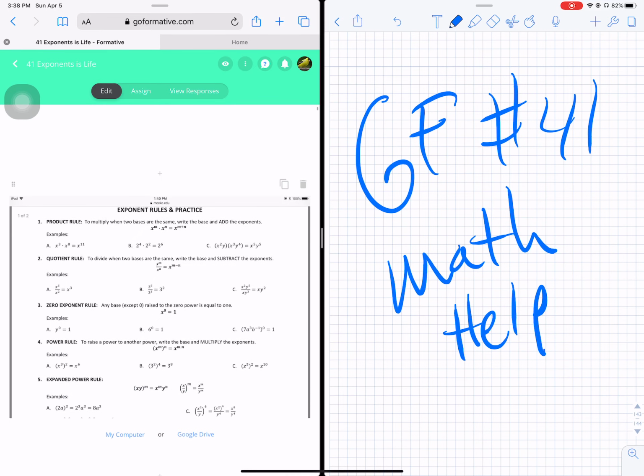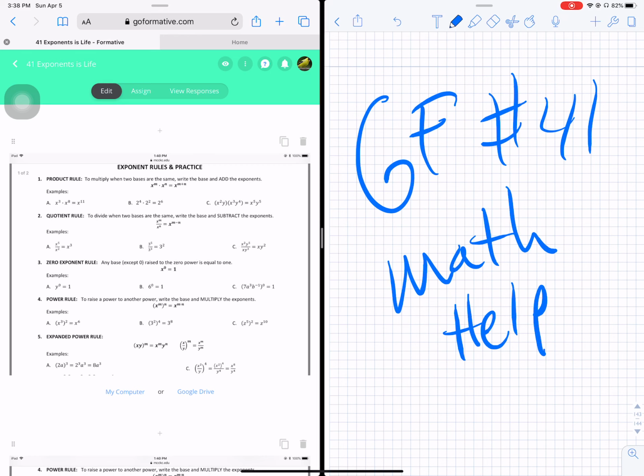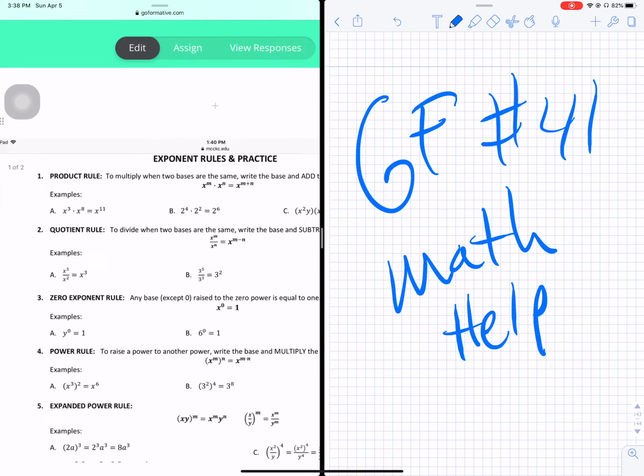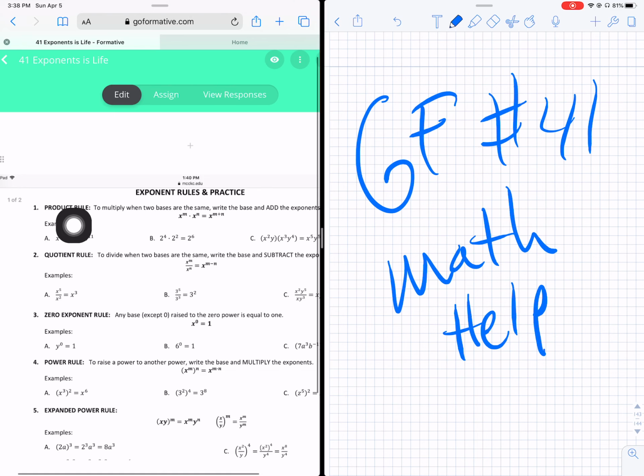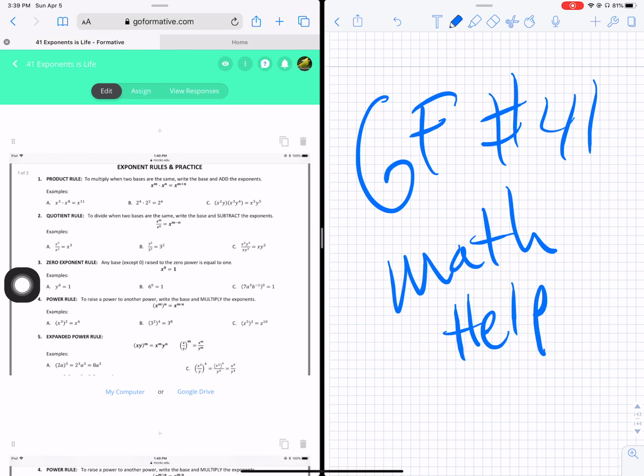Now, because you're 12 and 13 or 14 or whatever, you're not going to really look at the rules. In a perfect world, you would look right there and go, x to the third, x to the eighth, x to the 11th. I wonder what they did to get 11. They added. Why did they add? And then read what it says right here. To multiply when two bases are the same, write the base and add the exponents. You're like, oh, so if they're both x or they're both y, I can add these. So that's kind of what I'm hoping. It's all there for you. You can go back and look at it anytime.